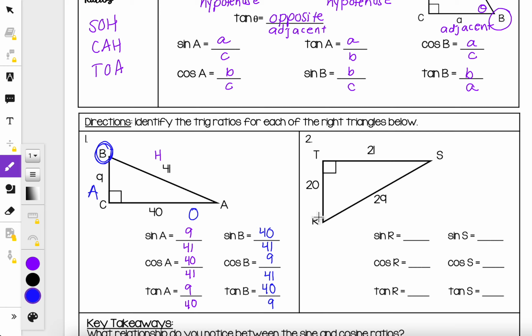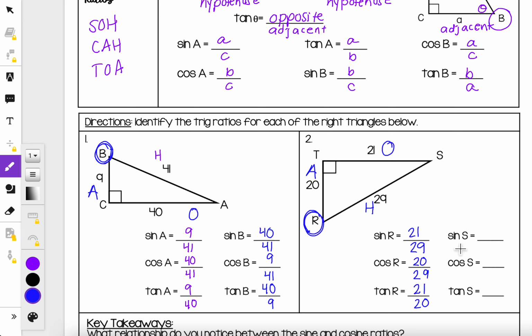Okay, so for number 2, my reference angle that I'm going to start with is R. So again, I'm going to label my hypotenuse first. All right, my adjacent side is the other side that's next to my reference angle after I've labeled my hypotenuse. And then the side across from, or opposite, angle R is your opposite side. Okay, so the sine of R, opposite over hypotenuse, is 21 over 29. Cosine is adjacent over hypotenuse, 20 over 29. And the tangent of angle R, your opposite over adjacent, 21 over 20.